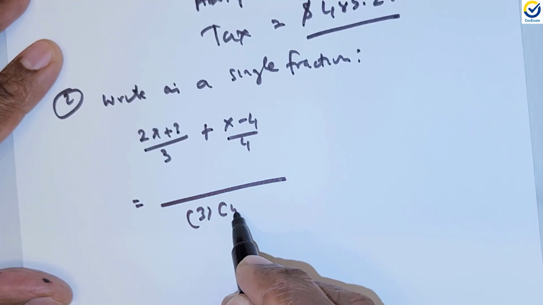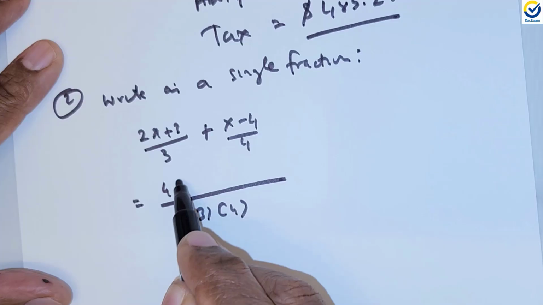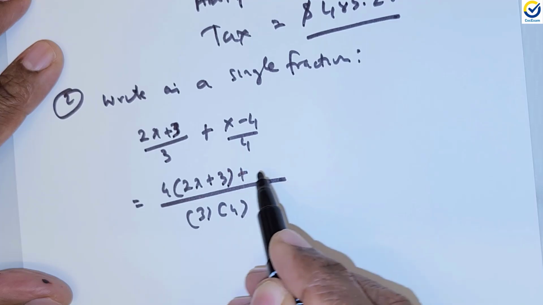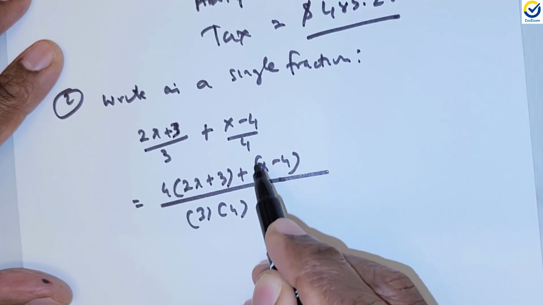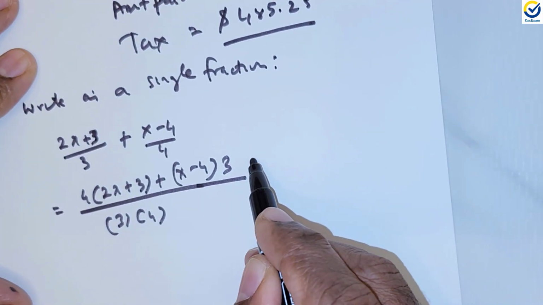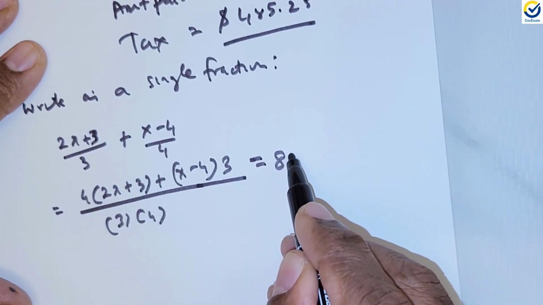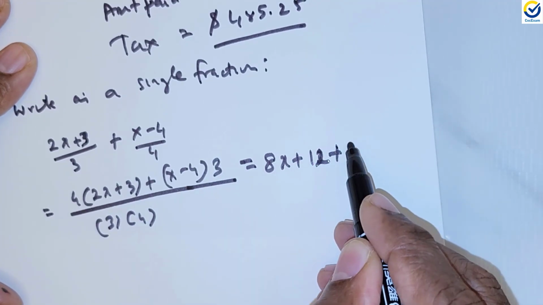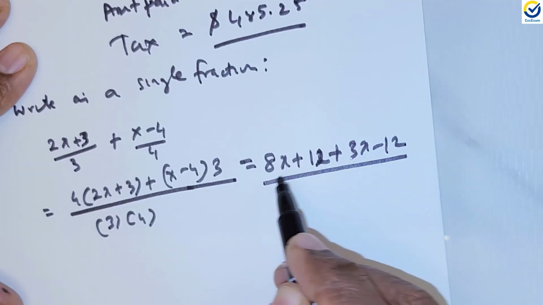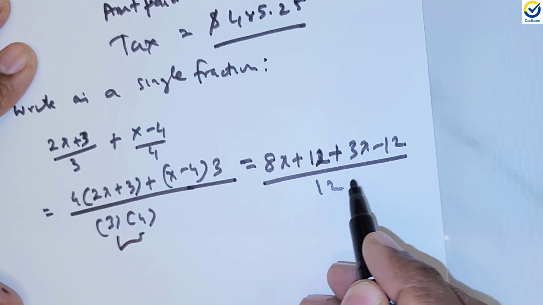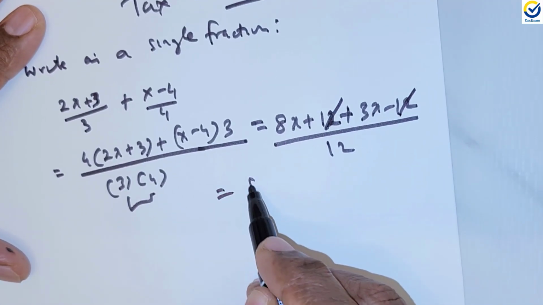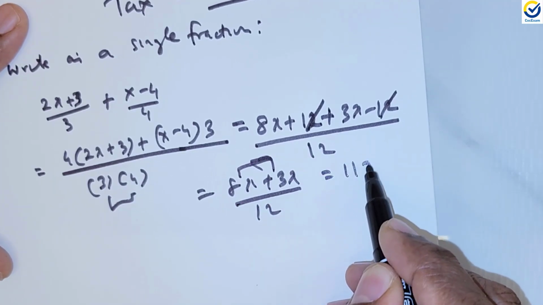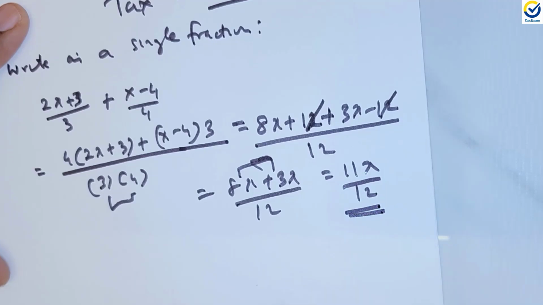So 3 and 4 have an LCM of 12, and we take 4 times (2x + 3) plus 3 times (x - 4), over 12. This is rewritten as 4 times 2 is 8x, plus 4 times 3 is 12, plus 3 times x, and 3 fours are 12, divided by 3 times 4, which is 12. The 12 and -12 cancel, giving me 8x + 3x divided by 12. You add these two, you get 11x over 12. So this is the solution for this question.